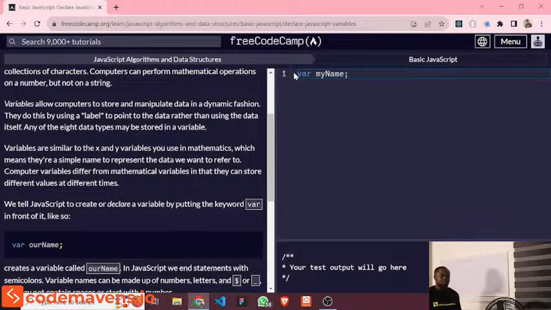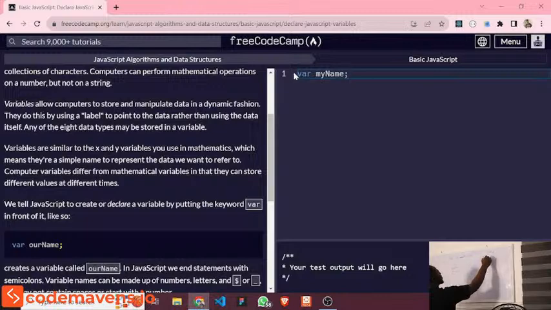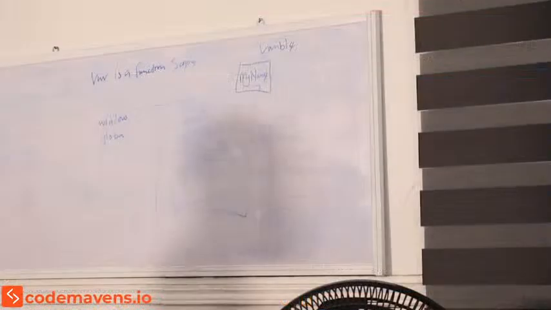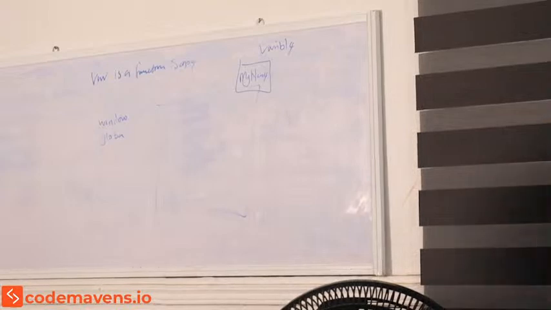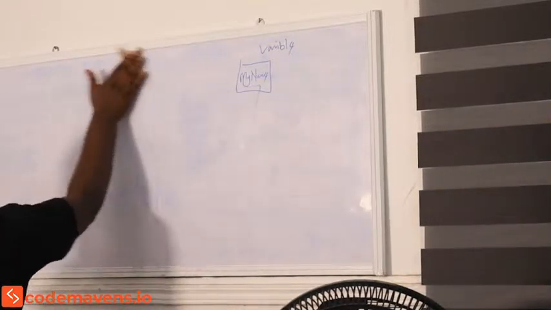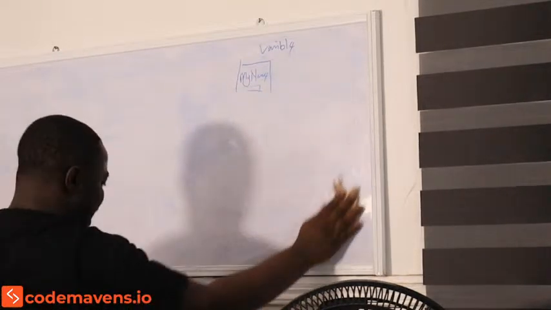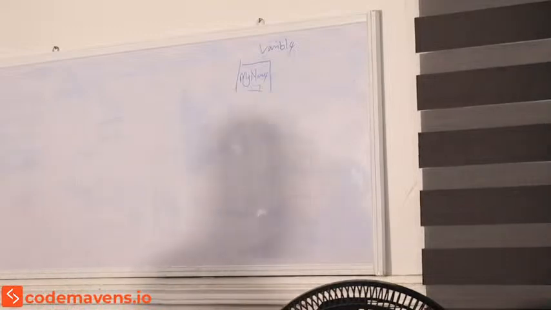So let me talk about it. It's just like you having a box, a variable. Then I'm naming the box my name, and saving something there so that whenever I need it, I can reuse it. Now, in this box, I'm saving my name. I created a box. I declared a box called my name.